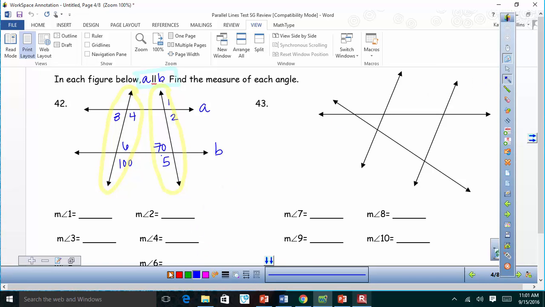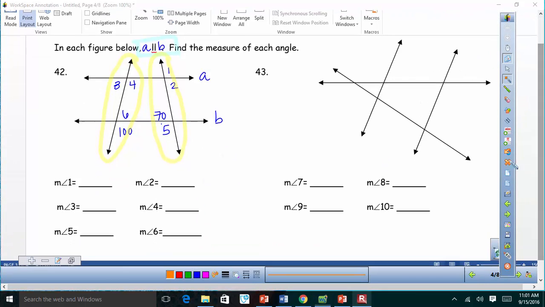So that means that my angles 3, 4, and 6, I have to get from this 100. My angles 1, 2, and 5 have to come from 70. Okay, so I can only work along this. So does 100 have a relationship with 6? What is it? Okay, so these are a linear pair. So I would do 180 minus 100. And angle 6 would be 80 degrees.